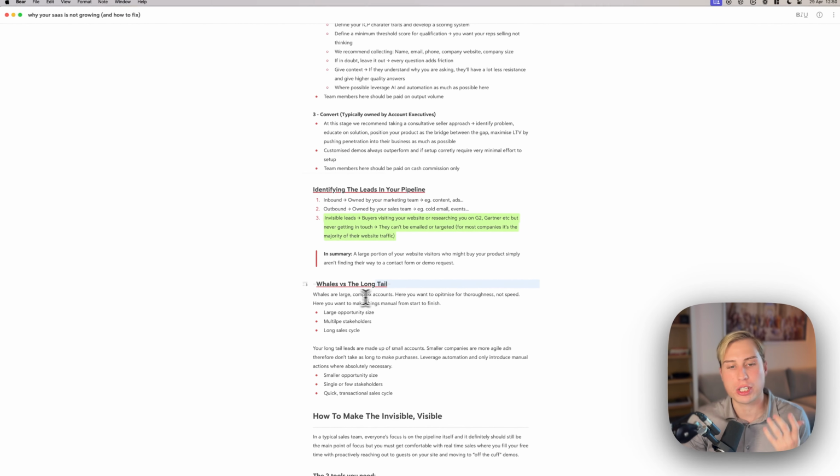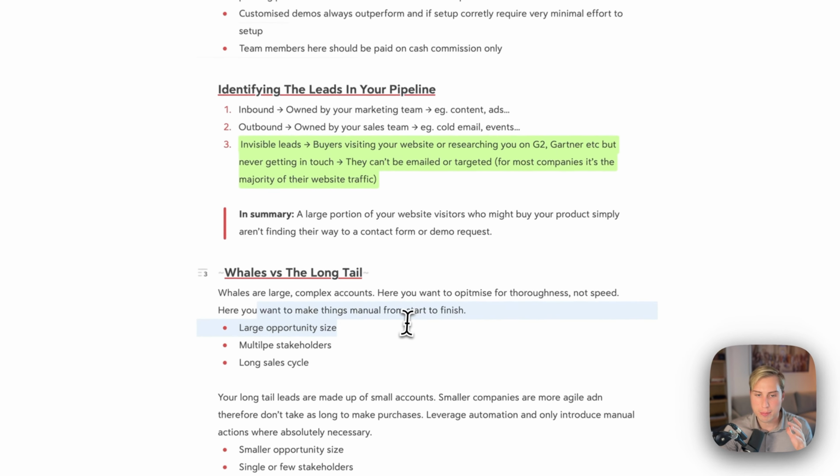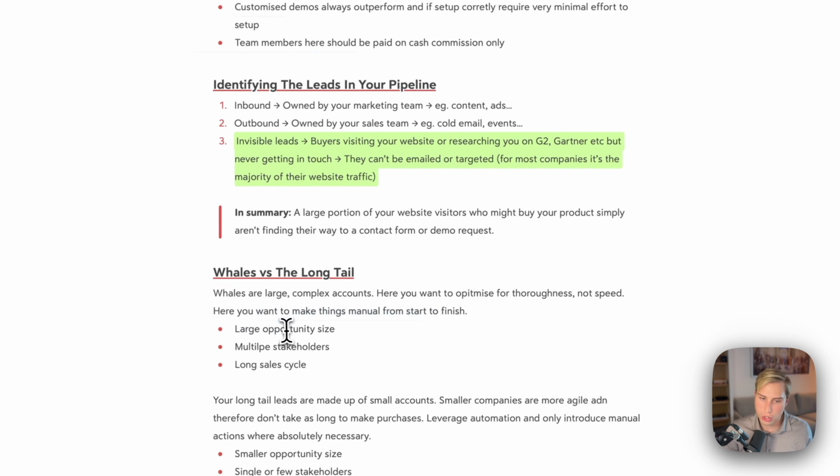These are very large, very complex accounts. And here you want to optimize for thoroughness, not speed. So this is ideally manual from start to finish. They're very large opportunities. There's usually multiple stakeholders, a very long sales cycle, lots of sales calls, etc. So those are your big whales.